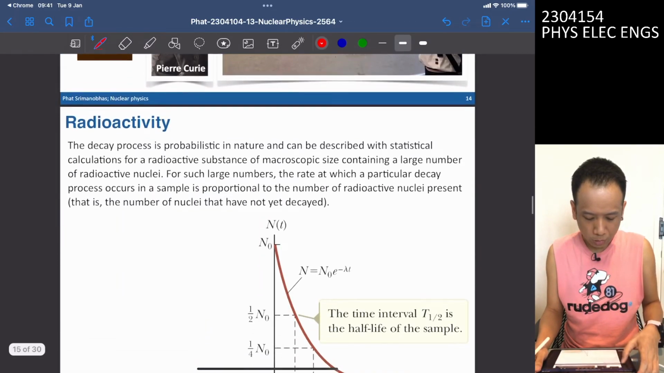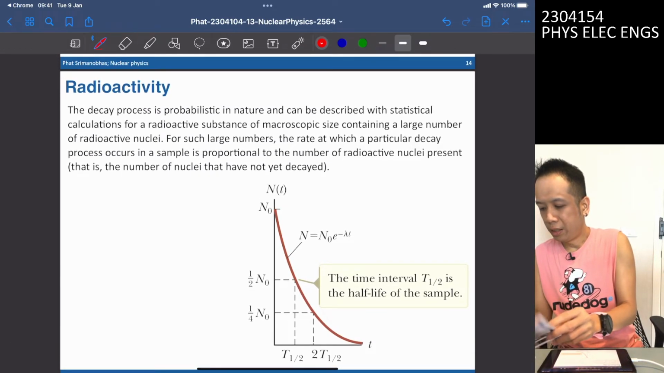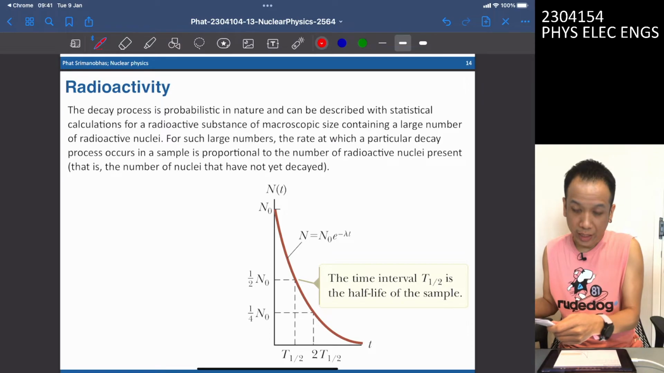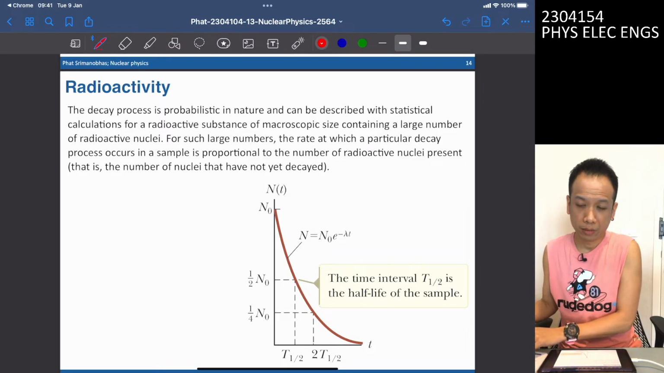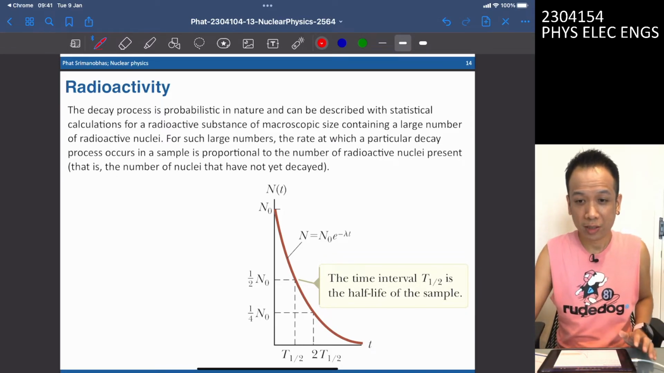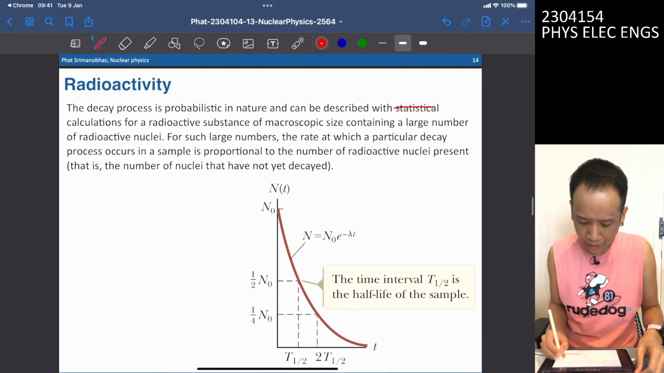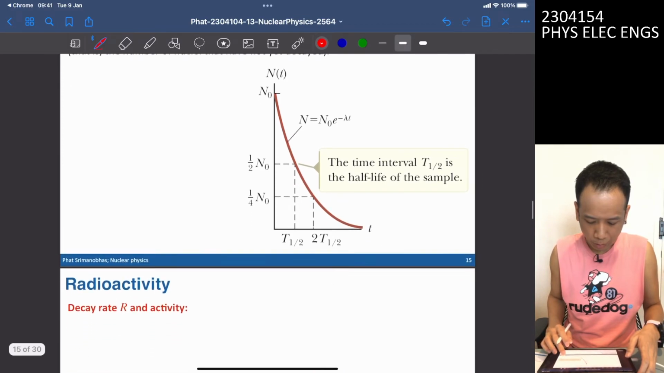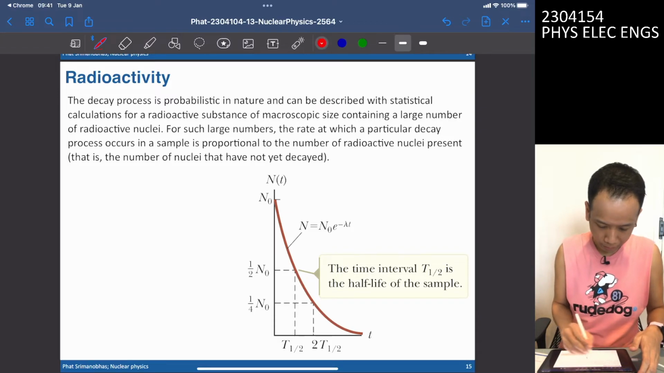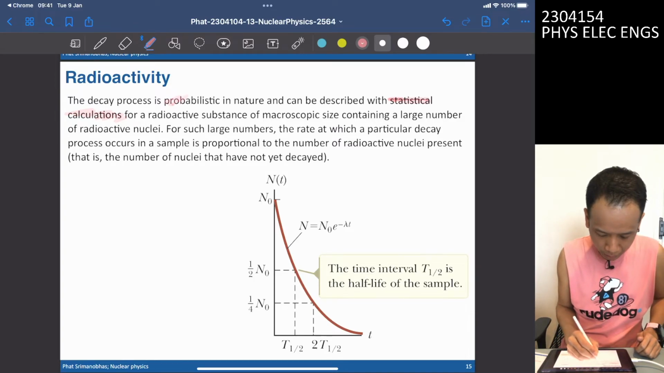Okay, let's do short calculations. Just to mention first that the decay process is basically probabilistic. It can make something happen. You don't really know which nucleus is going to radiate. It's random, and it's described by statistical calculations. It's probabilistic.